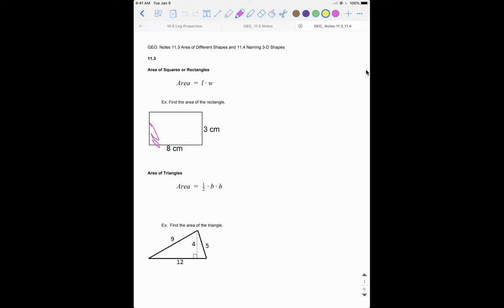Area is how much is inside, right? How much space it takes up, how much stuff you could put in there on a flat surface. And so first we're going to talk about squares and rectangles. So this should be pretty much review for squares and rectangles. For squares and rectangles, you're just doing length times width.